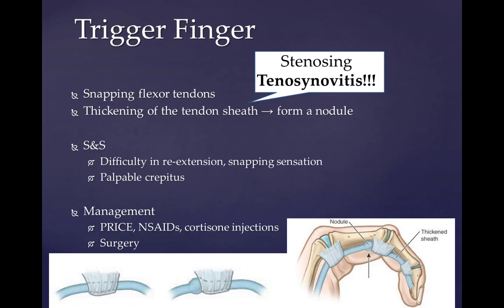Injection of the tendon sheath with a corticosteroid is effective over weeks to months in more than half of the patients. When corticosteroid injections fail, the problem is resolved by a simple surgical procedure. The surgeon will cut the sheath that is restricting the tendon.